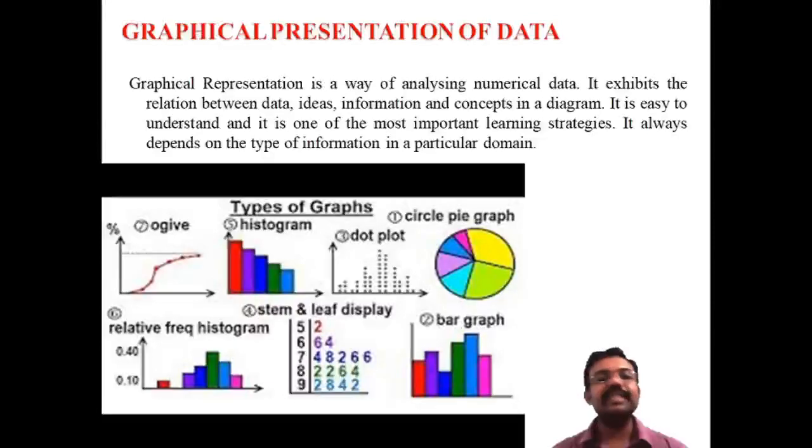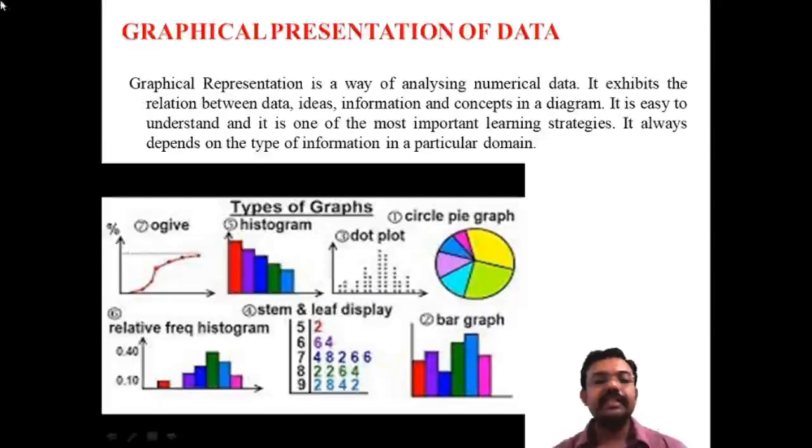Graphical representation means analyzing the numerical data, that means identifying the relation between the information and the concepts, so that we are expressing these entire elements through a diagram. That is known as the graphical representation of the data. The most important element from the researcher's point of view is that researchers always try to draw a graph for identifying each and every activity. It always depends upon the type of information. So that is the diagrammatic representation of the data, known as the graphical representation.